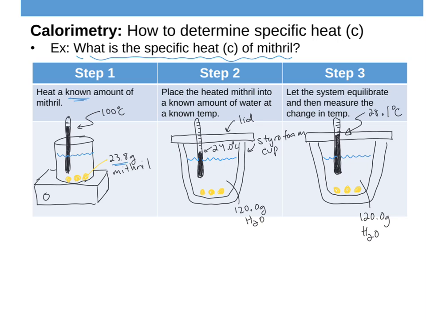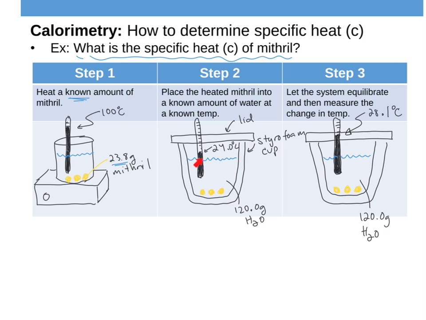So you put all this energy into the metal. You've raised the metal up to 100 degrees Celsius. And then you take that hot metal, or that 23.8 grams of hot mithril that's at 100 degrees, and you dump it into a known amount of water at a known temperature. So in this case, I'm saying, well, let's put 120 grams of water in here, and let's just say it's at room temperature, which is about, well, 24 is a little high for room temperature. It's a hot day. But let's just say it's at 24.0 degrees Celsius, right?